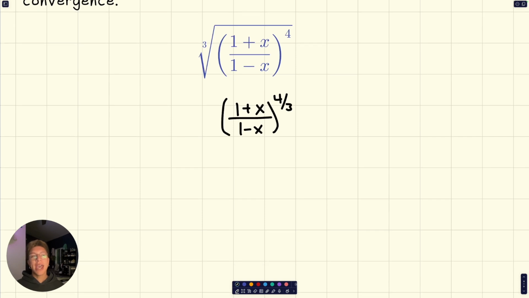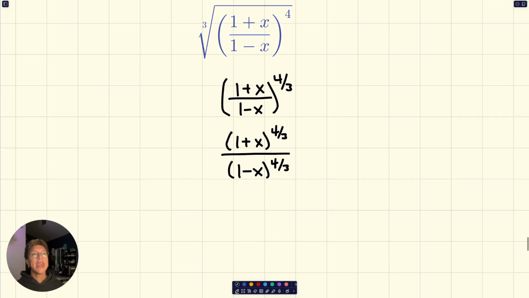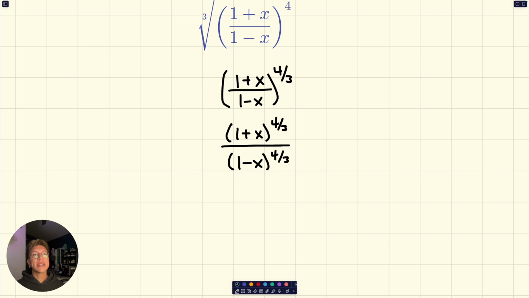And if you remember from our exponent properties, that means that we can take our top expression and write it as raised to the 4/3. And our bottom expression is also raised to the 4/3. And then we can take it one step further and we can say that we have 1 plus x to the 4/3. And then we have a second expression, 1 minus x, and that's raised to the negative 4/3. And so we now have them in standard form.